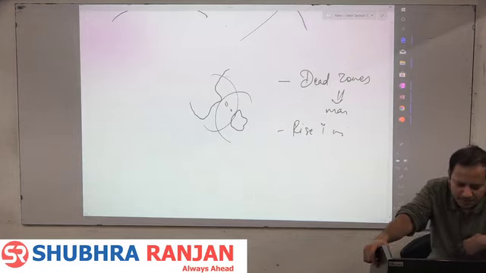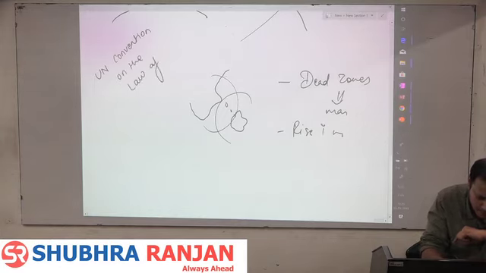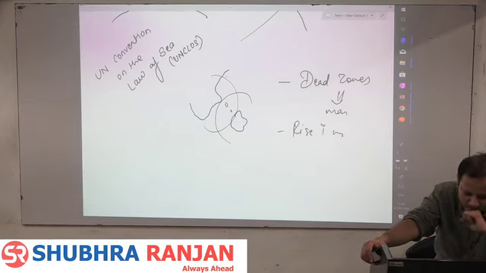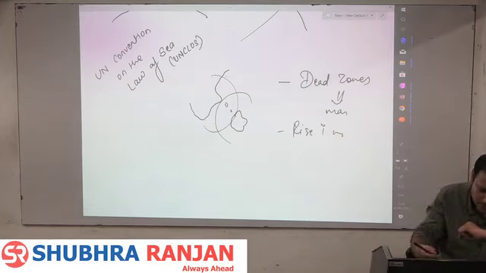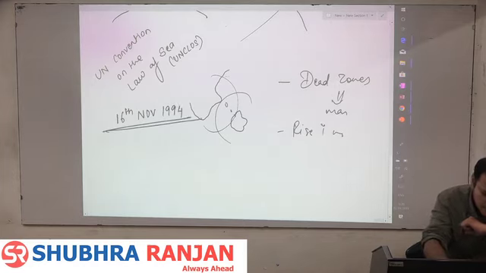The United Nations Convention on the Law of Sea is an international treaty that entered into force on 16th November 1994.